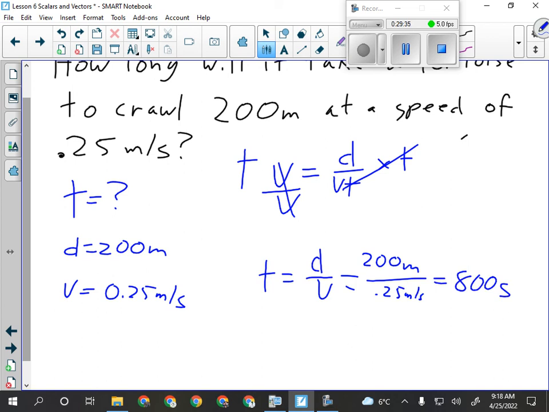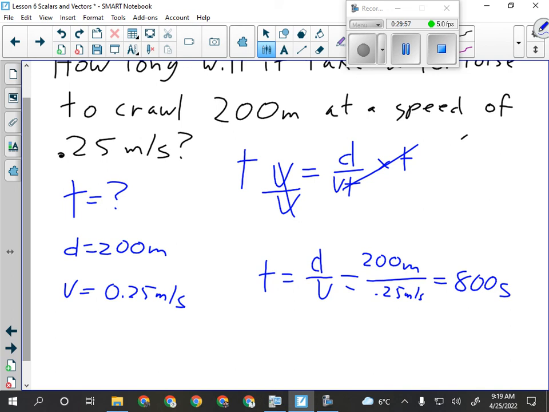I think that's right now. Okay? All right. Now, if we look at our units here, first off, I was looking for time, so I knew the unit should be seconds. But if I wanted to confirm that, meters divided by meters per second, the meters cancel, and I'm left with seconds. Okay? All right. Questions on that?